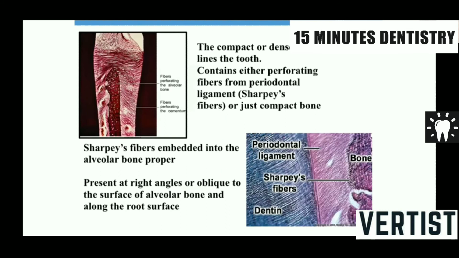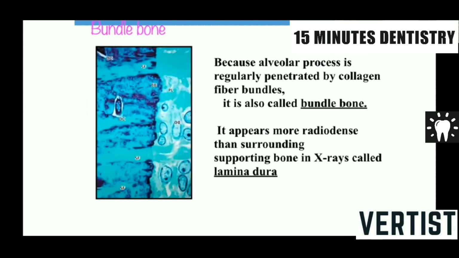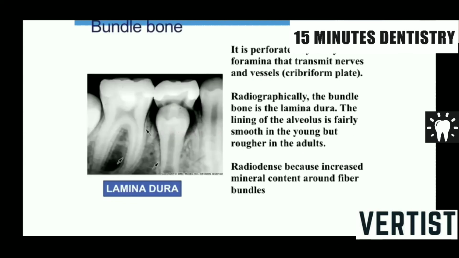So the compact or dense bone that lines the tooth contains either perforating fibers from the periodontal ligament or just the compact bone. The Sharpey's fibers are embedded into the alveolar bone proper. Now where these Sharpey's fibers are embedded, this is called the bundle bone. It is present at right angles or oblique to the surface of the alveolar bone and along the root surface. So what is bundle bone? Because the alveolar process is regularly penetrated by collagen fiber bundles, it is called the bundle bone, and on X-ray the same thing you can see as a lamina dura.